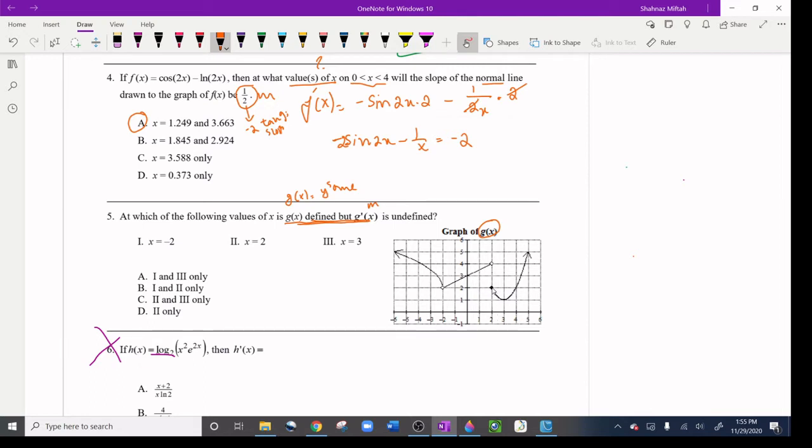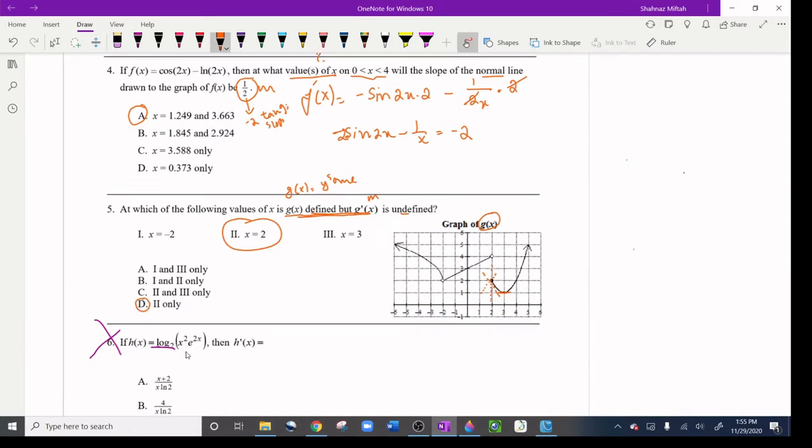It is defined, which is a closed circle, and g prime is undefined because I can make a line like this, undefined. I can also make a line like that, a line like this, are tangent lines. So I'm making several tangent lines, so it's undefined. So it's x equal 2 and x equal 3. At 3 it is defined, but it's a zero slope. So no, that's not it. So the answer is only D.